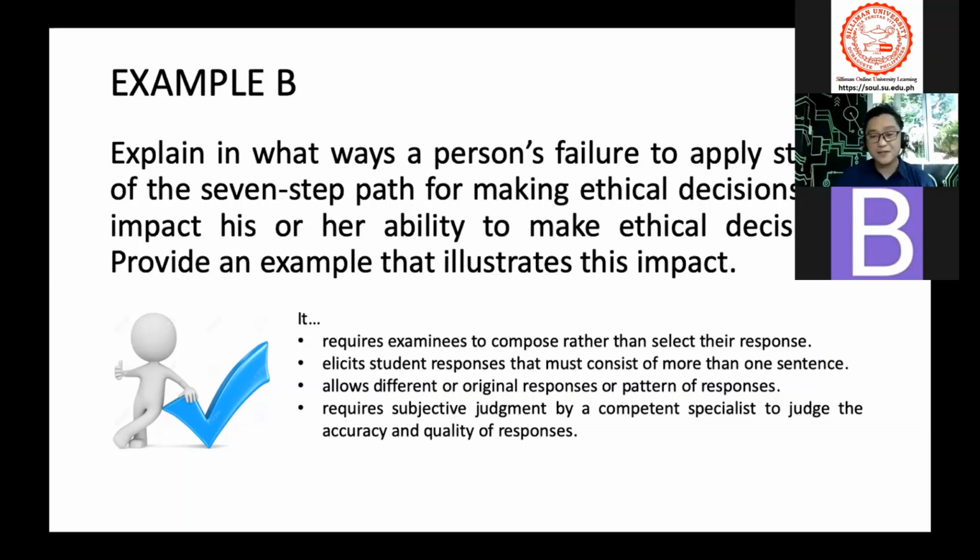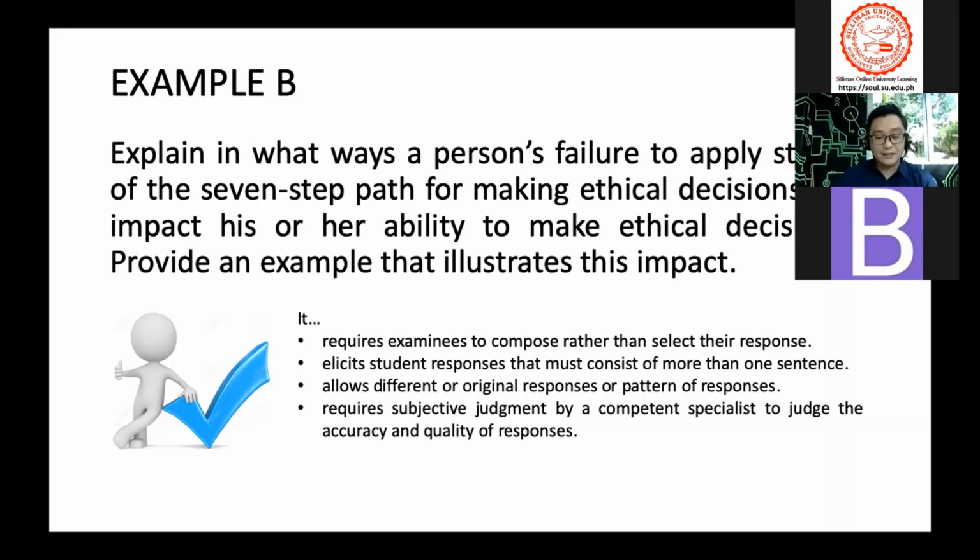Not only will the teacher expect the students to name the steps or explain in what ways a person's failure to apply step number 5 will impact his or her ability to make decisions. But at the same time, the teacher has to judge whether the example mentioned is really valid or not, or the examples are valid or are connected or related or not, okay?